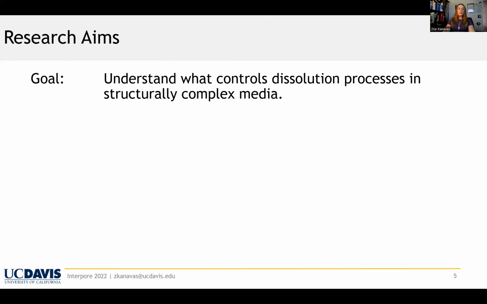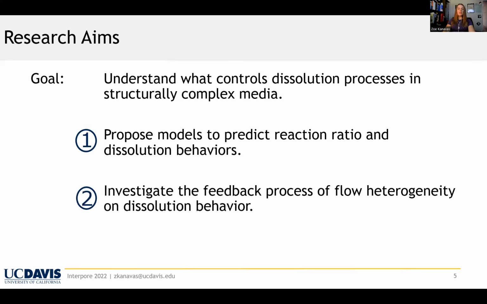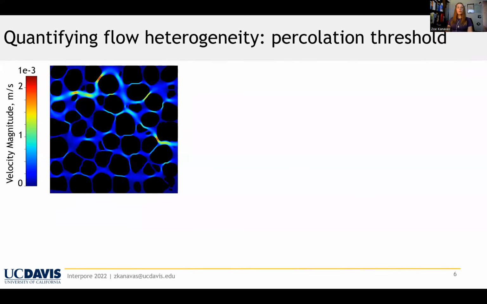Through this project, we sought to better understand what controls dissolution processes in structurally complex media. To do so, we first proposed models to predict the reaction ratio and dissolution behaviors. And then we investigated the feedback process of flow heterogeneity on dissolution behavior. We can determine the Eulerian flow field via direct numerical simulations.